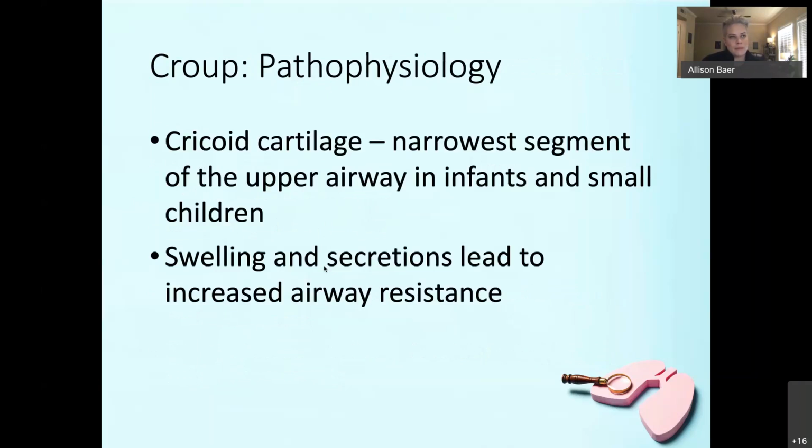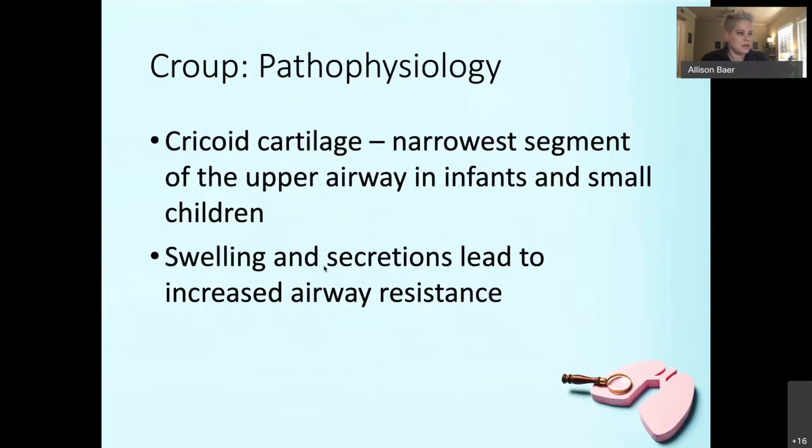But what happens with this is that cricoid cartilage, which again, remember in kids is the narrowest part, so the bottom of that funnel, it swells up. It has swelling and secretions that make it harder for the air to get through. And since it's already smaller relatively than adults to start with, that extra swelling, that extra secretions is really going to affect their ability to breathe.